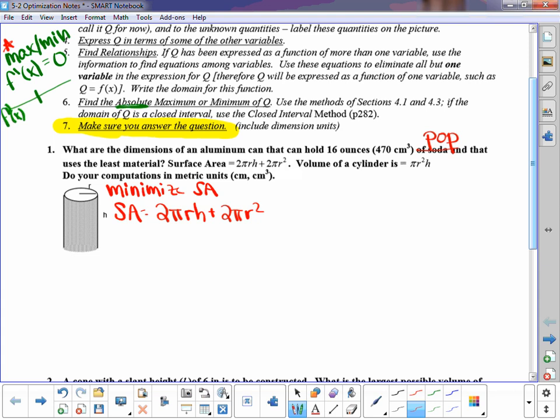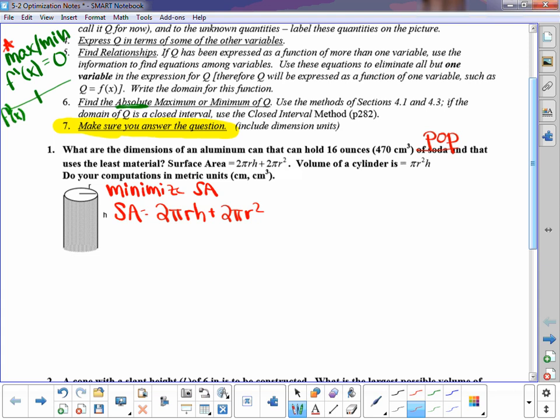Now, you'll notice that in the steps, for the example they used Q to represent whatever quantity it was you're maximizing or minimizing. So instead of calling this SA, you could just call it Q, but I like to label it similar to what it actually is, what it represents. But if you see Q on answer keys, then that's why they're just calling it Q.